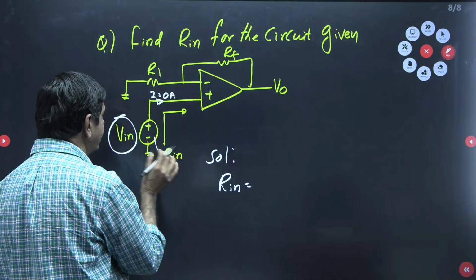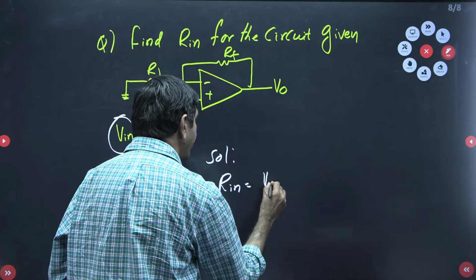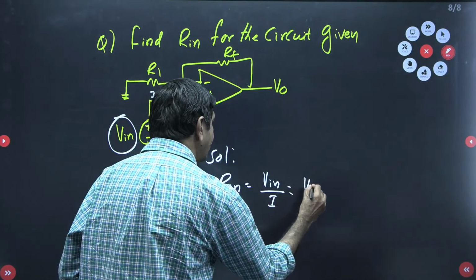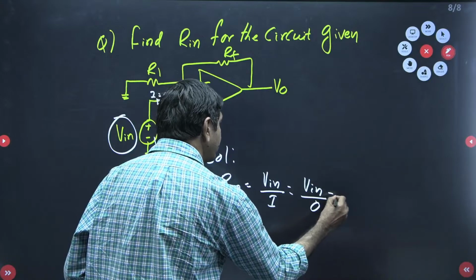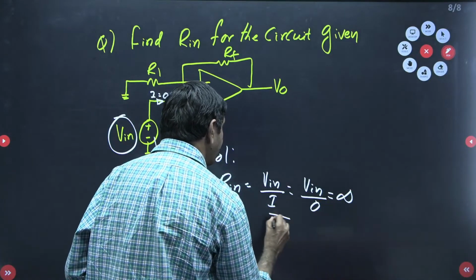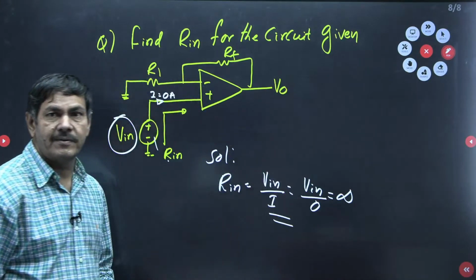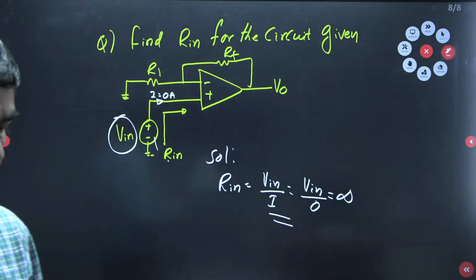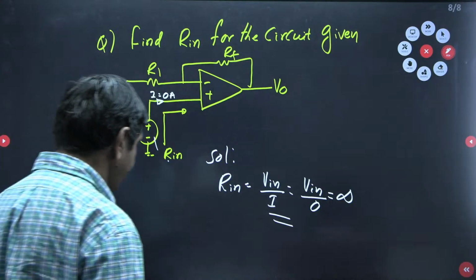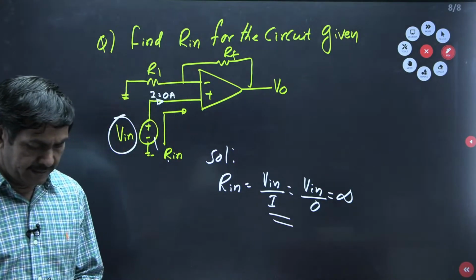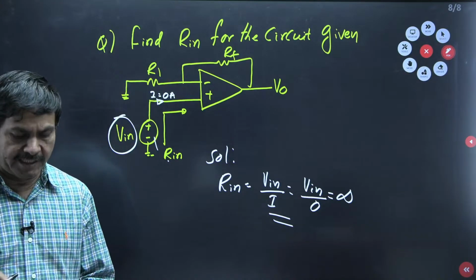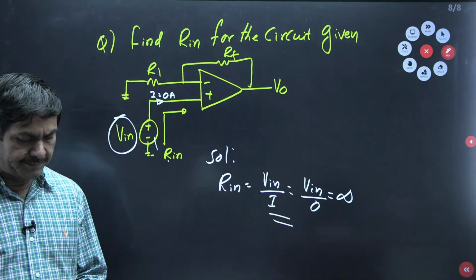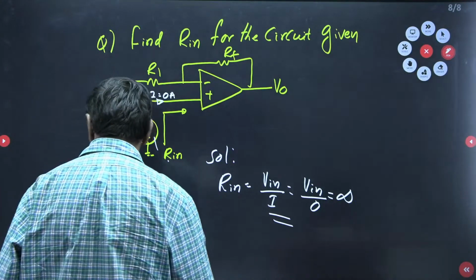In this case, V in by I is V in by 0. Something by 0 is infinite, so we find infinite resistance at the input side. The starting problem is very simple. Infinite resistance is possible. You will get an idea when I do a number of questions. Next question, with a slight change. I will go slowly and try to improve the level.